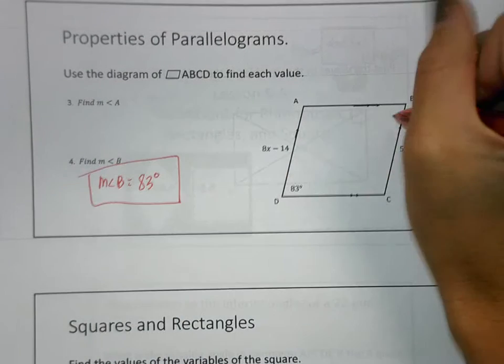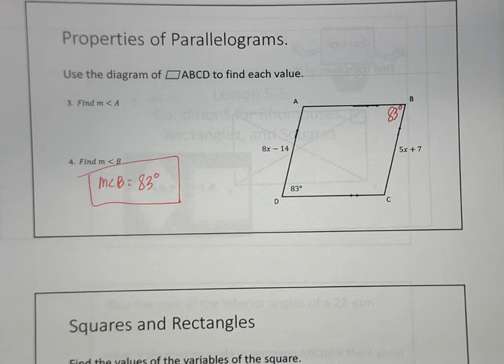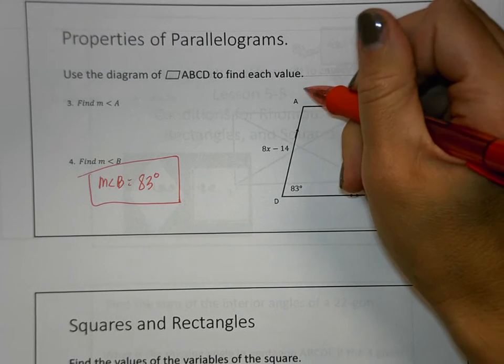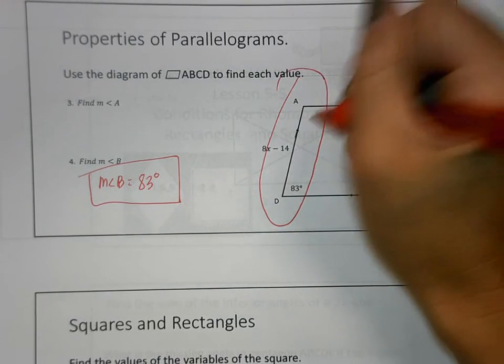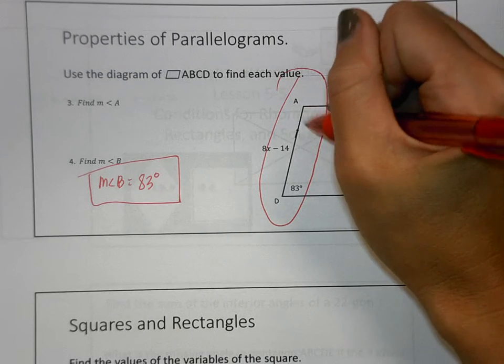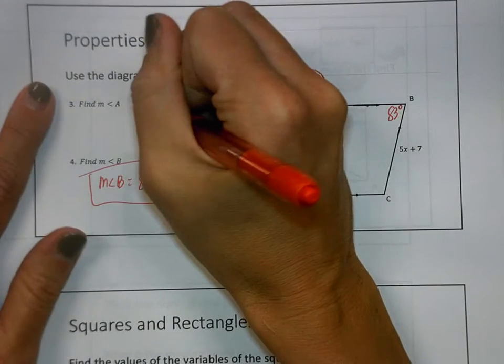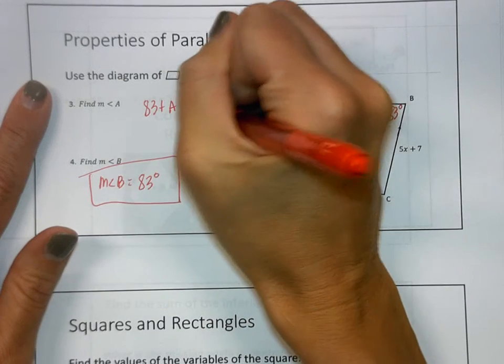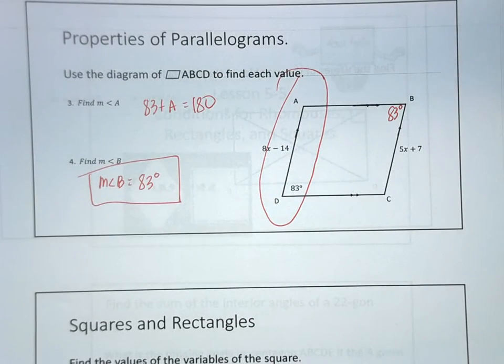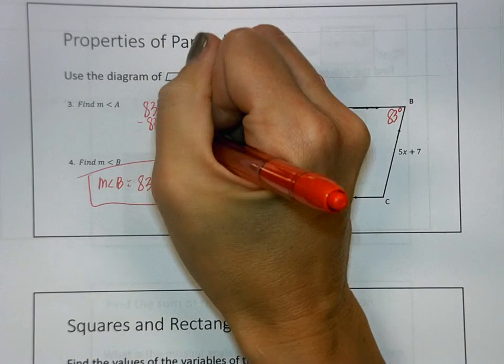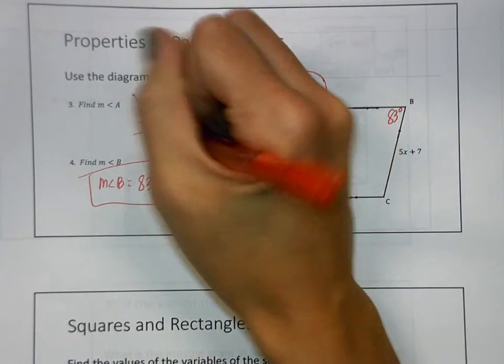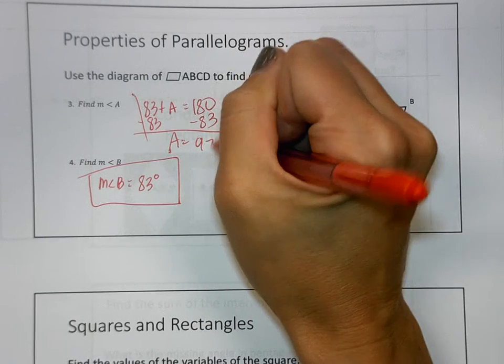We also know something else about the angles. What are they called when they're on the same side? Consecutive angles. And what do we know about consecutive angles? They equal 180. So I could give this one a variable of x, or we could give it a variable of a. So that would mean that 83 plus a equals 180, because these two have to add to be 180. You subtract 83, and we get a equals 97.